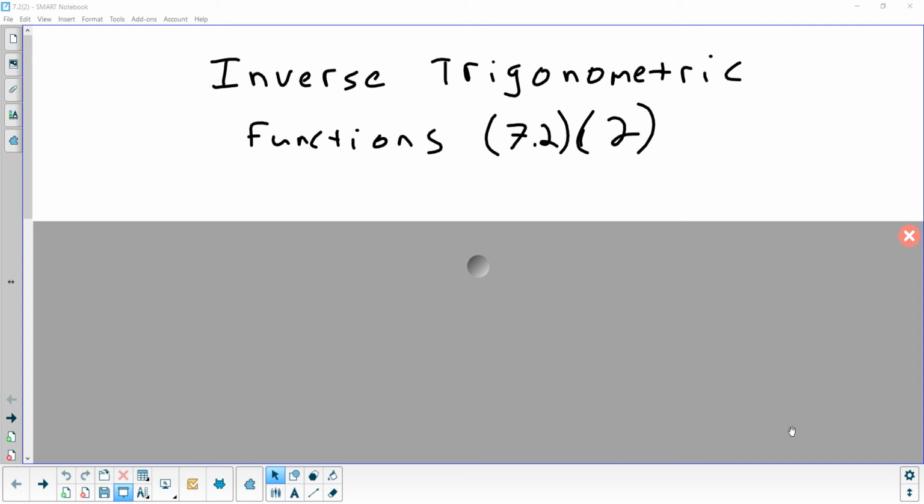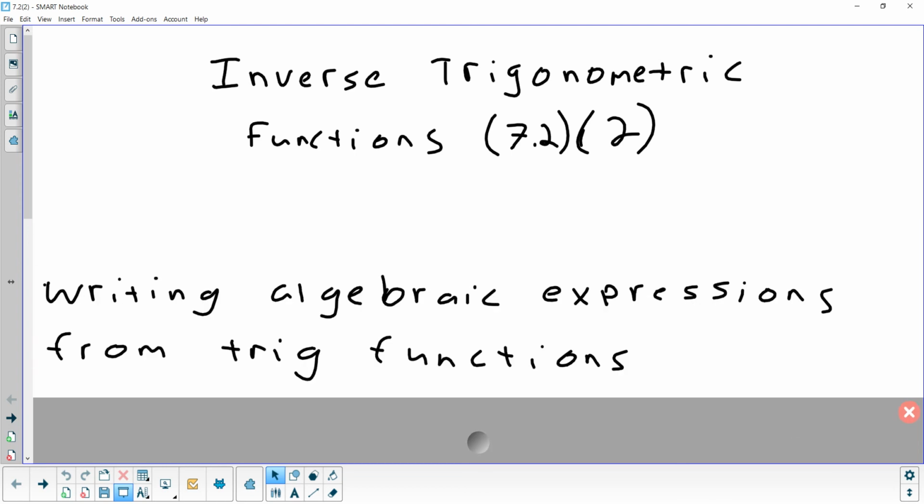So today we're going to finish up on 7.2, part 2, and we'll wrap up what we're going to be doing with inverse trig functions. Tomorrow and Thursday, we'll talk more about regular trig functions. So this will wrap up what we do with inverse.